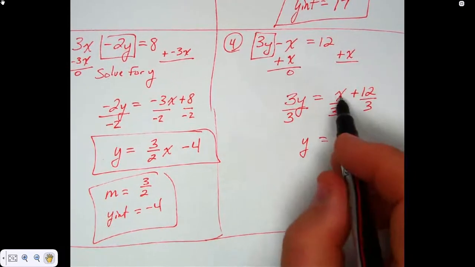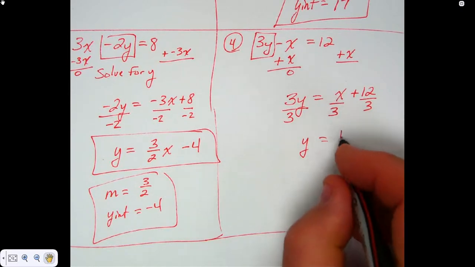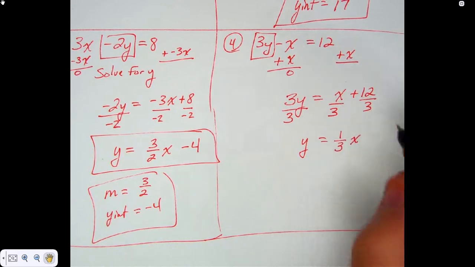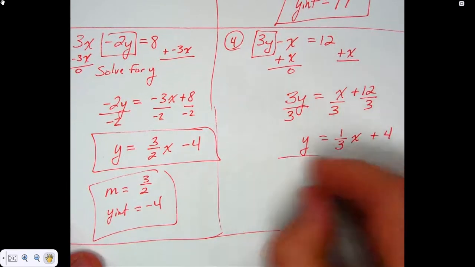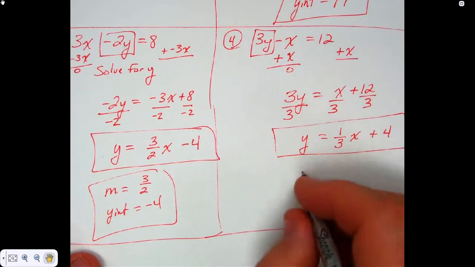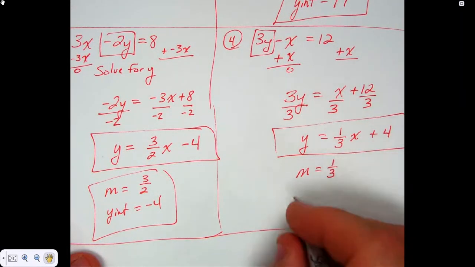Now, when I write this, should I write this as x over 3? What's understood to be in front of this x? So this is actually what? 1/3 x plus, what's 12 divided by 3? Is that in slope-intercept form? So what is my slope? What is my y-intercept?